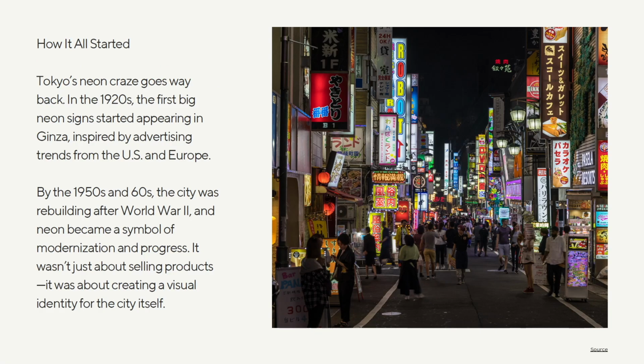So in the 1920s, the first signs started appearing in Ginza, and this is inspired by the advertising trends from the US and also Europe. And by the 50s and 60s, when they were rebuilding after World War II, the neon light became a symbol of modernization and progress. So it wasn't just about selling the products, it's also about creating a visual identity for the city itself. And again, everything, everywhere, all in your face, creating that aesthetic.